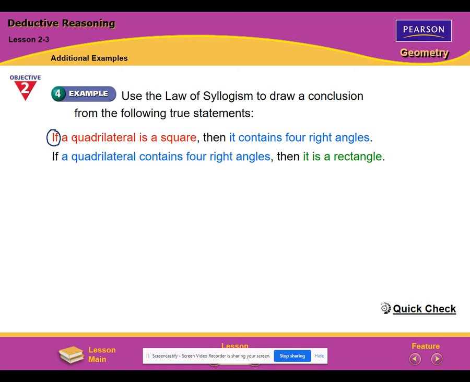Think about it though. If a quadrilateral is a square, then it contains 4 right angles. If a quadrilateral contains 4 right angles, then it is a rectangle. We can conclude if a quadrilateral, I'm going to abbreviate, is a square, then it is a rectangle.